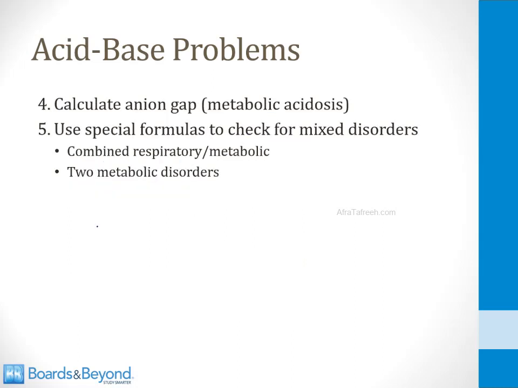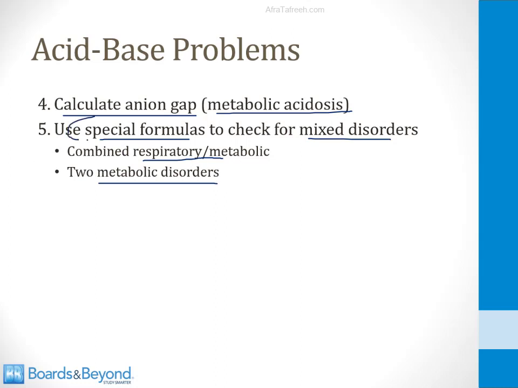And finally, I've written the last two steps of solving acid-base problems on this slide. If you have a metabolic acidosis, you need to calculate the anion gap. I won't talk about that in this video, but I talk about it at length in the video on metabolic acidoses. And then finally, there are special formulas which can be used to check for a mixed disorder. Sometimes you can have a combined respiratory and metabolic disorder, or you can have two metabolic disorders like an acidosis and an alkalosis. These are complex acid-base problems, and we'll talk a little bit about these special formulas at the end of this video.